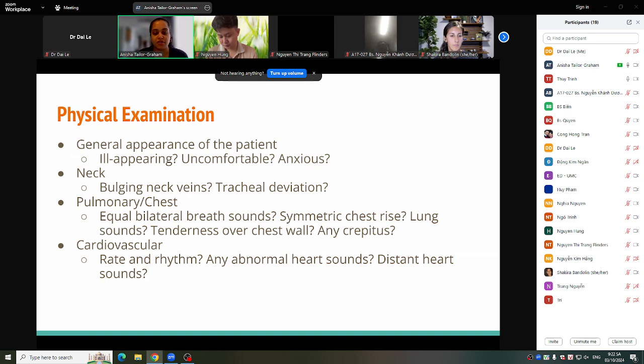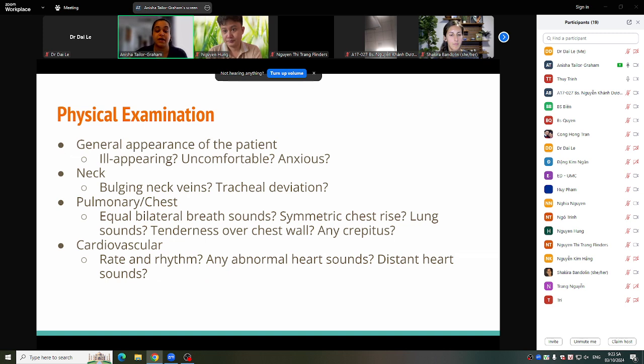And then the pulmonary chest exam, looking to see if they have equal bilateral breath sounds. Is their chest rise symmetric? What do their lungs sound like? Is there any wheezing or rhonchi present? Any tenderness to palpation over the chest wall? And is there any crepitus when you're pushing down on the chest wall?